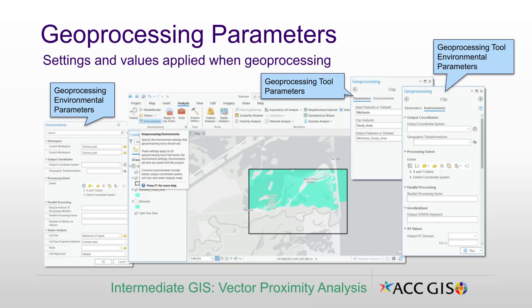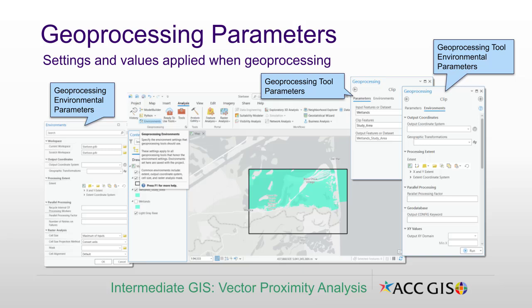Now, I've said this word a lot, parameters, but we haven't really discussed it. Geoprocessing parameters are settings and values applied when geoprocessing. And if you look on the left-hand side of your screen, you can see on the analysis ribbon, there's an environments button in the geoprocessing group. And if you click that and set any of the geoprocessing environmental parameters, that gets set for the entire project. So whenever you run a geoprocess, it utilizes these environmental parameters. For example, where your workspace is, or maybe what your output coordinates or processing extent is.